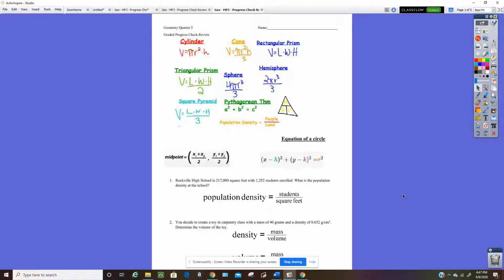So the first one, the hint there is the population density is going to be the number of students divided by the square feet. And then number two, you're using density is equal to mass over volume, but you want to determine the volume of the toy. So the volume is going to be the mass, which is given, divided by the density, which is given, and you'll find the volume. And the volume units should be in grams then.